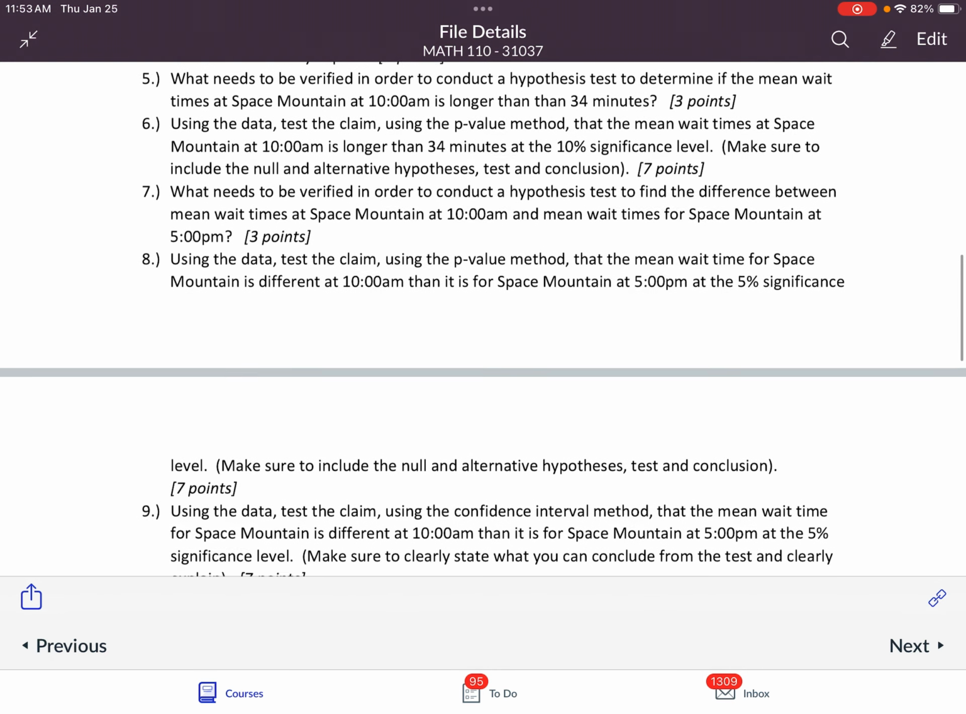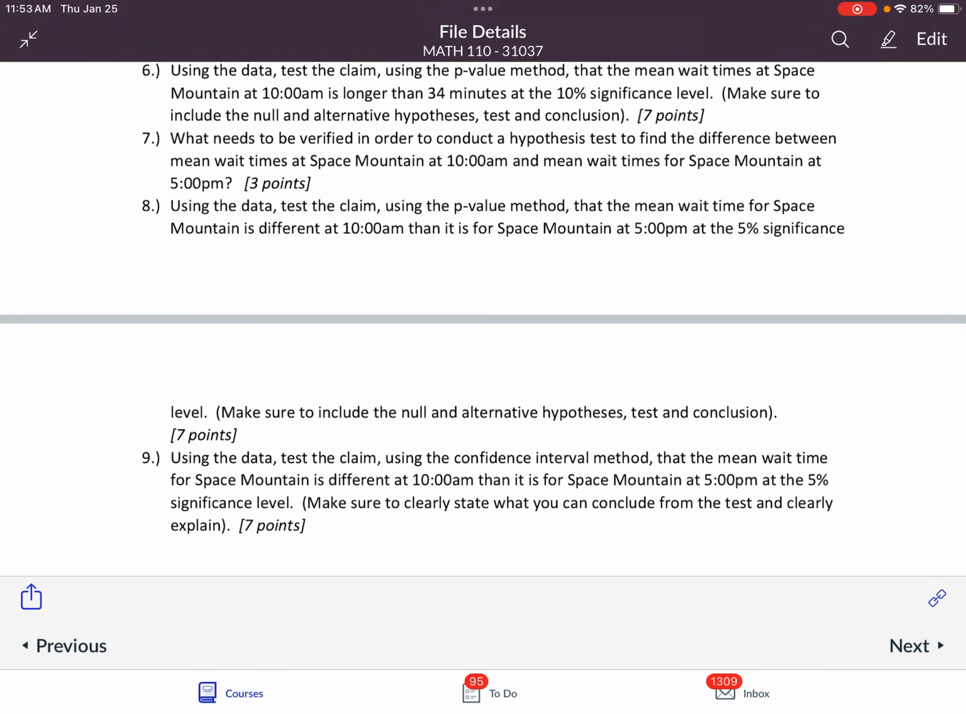Number 8 says using the data, test the claim using the p-value method that the mean wait at Space Mountain is different at 10 a.m. than at 5 p.m. Again, make sure to state the null and alternative hypotheses, test, and also write your conclusion. This time again, we're still using those 2 samples that we saw earlier, one at 10 a.m. and one at 5 p.m.